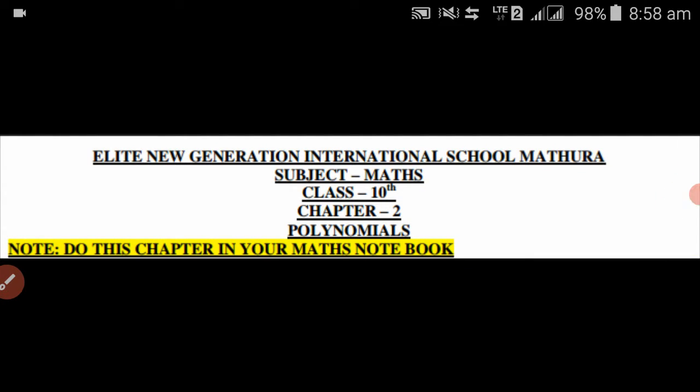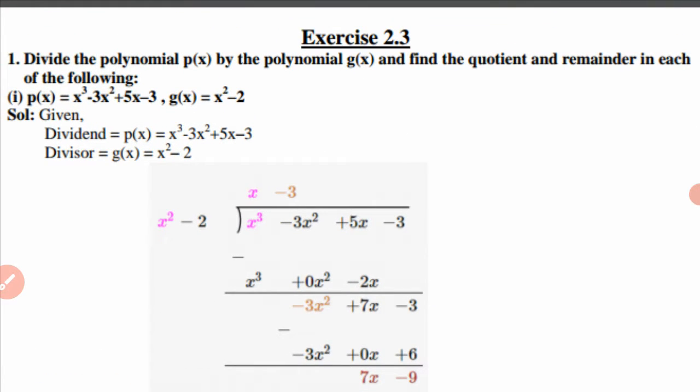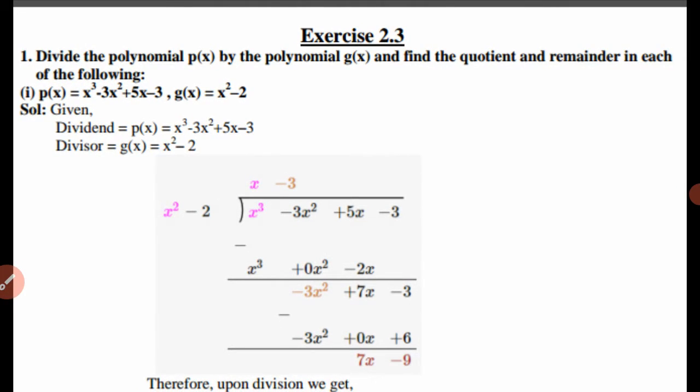Today we are going to start chapter 2, that is polynomials, and previously we have done two exercises, 2.1 and 2.2. Today we are going to start exercise 2.3. So in exercise 2.3, see question number 1. Divide the polynomial p(x) by polynomial g(x) and find the quotient and remainder in each of the following.